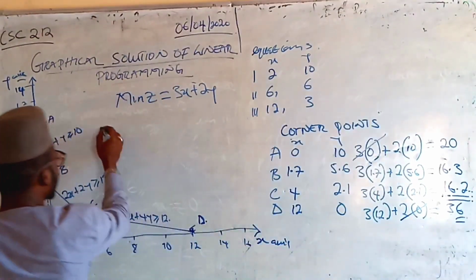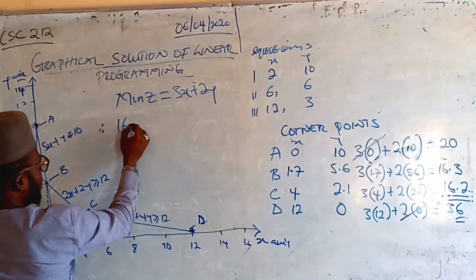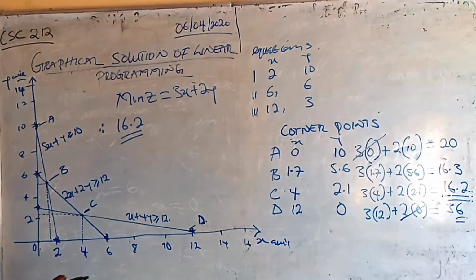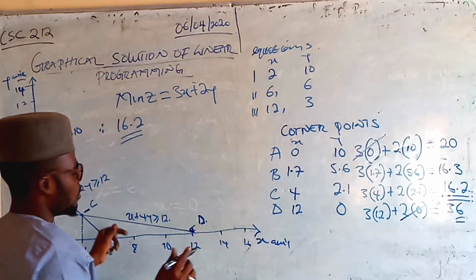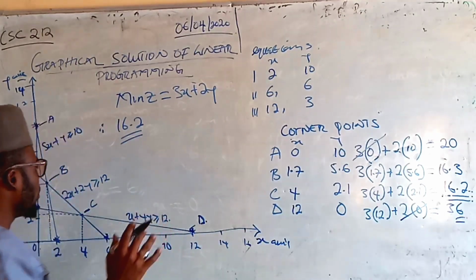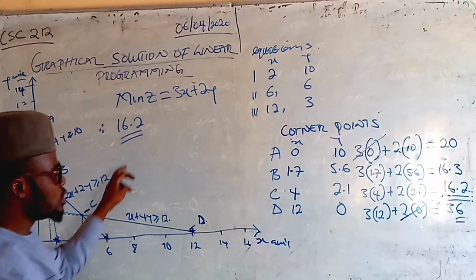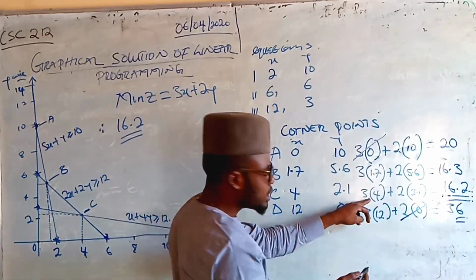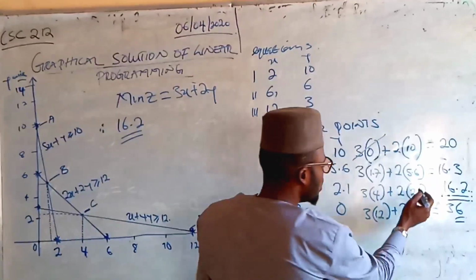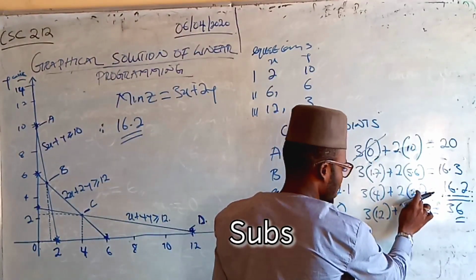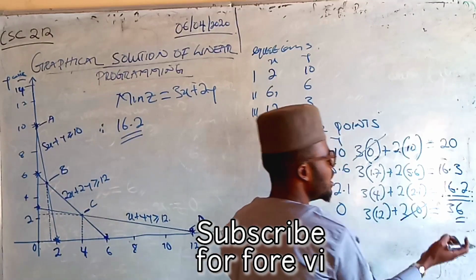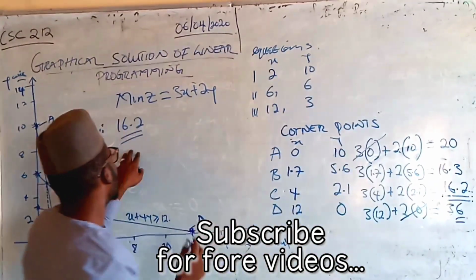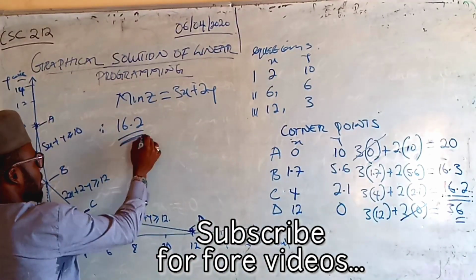So therefore, 16.2 is our final answer, because whenever the gardener wants to minimize the cost, he is going to purchase 4 units of the liquid product and 2.1 units of the dry product for him to have the minimum cost of 16.2. So therefore, 16.2 is our final answer.